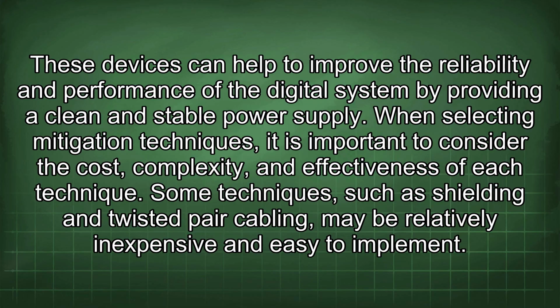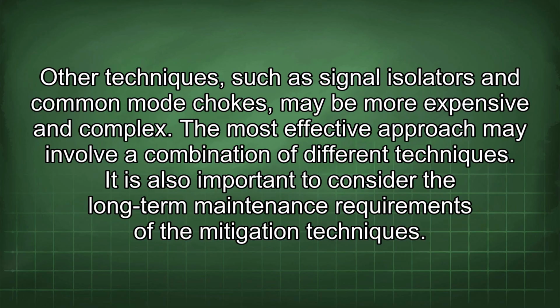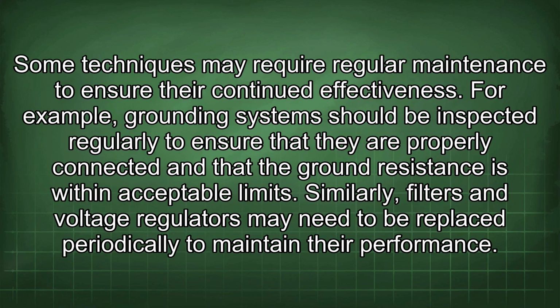When selecting mitigation techniques, it is important to consider the cost, complexity, and effectiveness of each technique. Some techniques, such as shielding and twisted pair cabling, may be relatively inexpensive and easy to implement. Other techniques, such as signal isolators and common mode chokes, may be more expensive and complex. The most effective approach may involve a combination of different techniques. It is also important to consider the long-term maintenance requirements of the mitigation techniques. Some techniques may require regular maintenance to ensure their continued effectiveness.